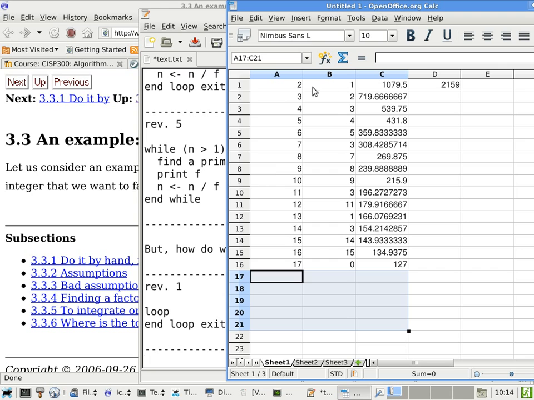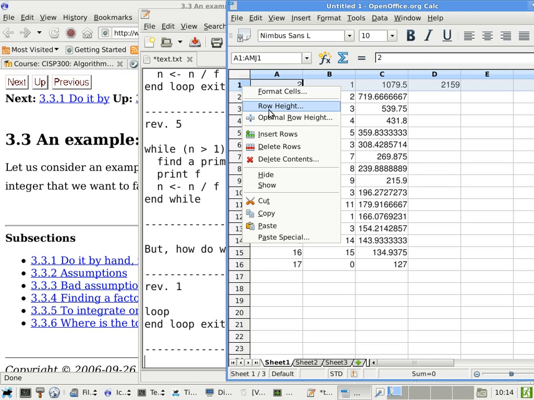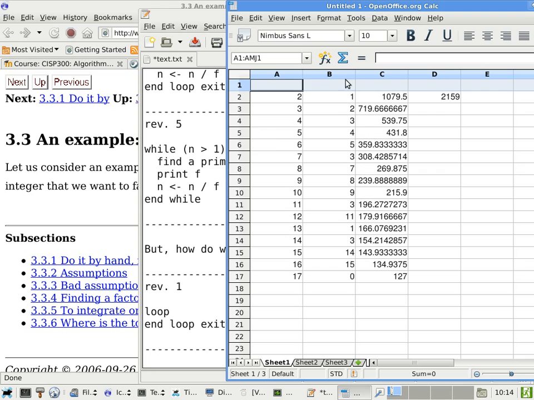In other words, in the spreadsheet here, I can just add one more row, insert rows, and say this is my potential factor f, this is my n. This is the remainder, and this is my quotient, or the result of the division.